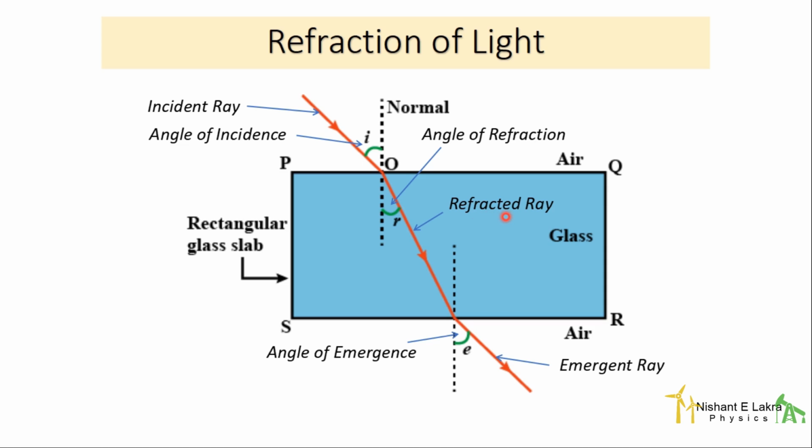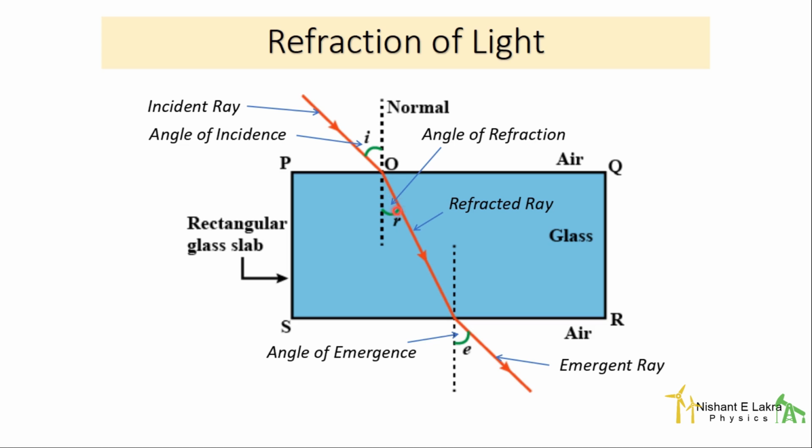Okay, then we can also define a refracted ray as the light that is transmitted through the surface. You notice here that this light is transmitted through the surface, right? This is the refracting surface. So the light that is transmitted through the surface is known as the refracted ray.